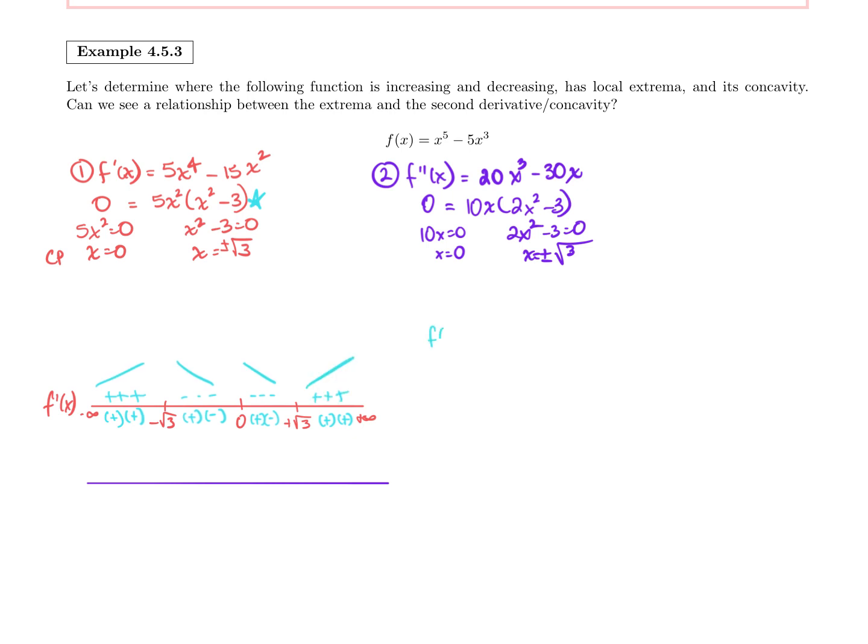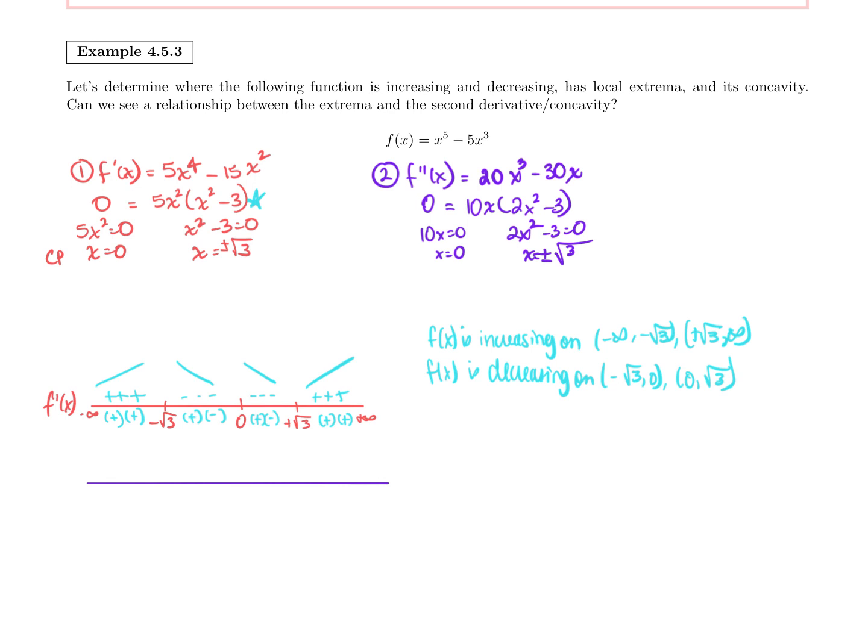So f of x is increasing on. Well, where do we have all those positives? Negative infinity to negative root 3, and positive root 3 to infinity. F of x is then decreasing everywhere else, which would be on negative root 3 to 0, or 0 to positive root 3.